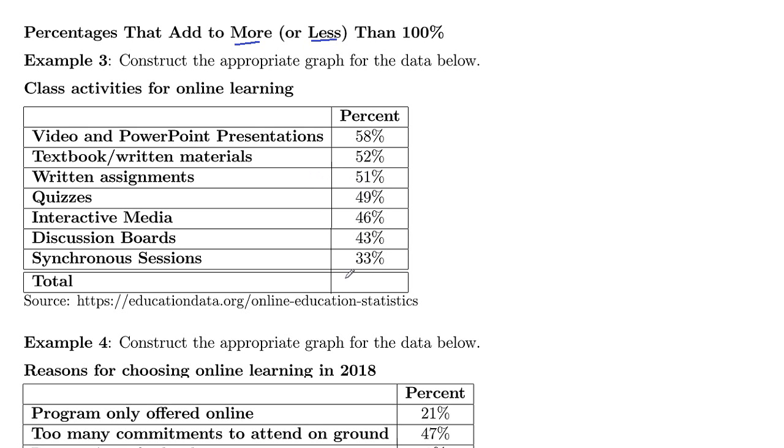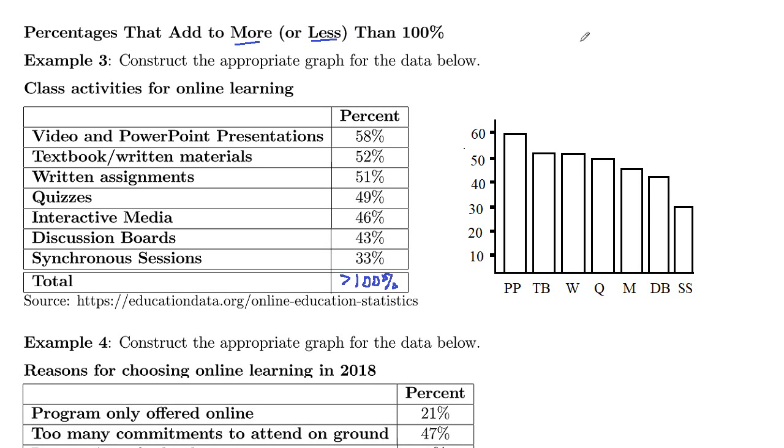So what we're seeing here is that our total is greater than 100%. You might think, well, how can this be? Well, some classes are using more than one at the same time. So these are not separate categories. If you use one of these methods for online learning, you're not restricted from using the others. So a pie graph is not appropriate here because our percentages add up to greater than 100%. Pie graphs show parts of the whole, and the whole is 100%.